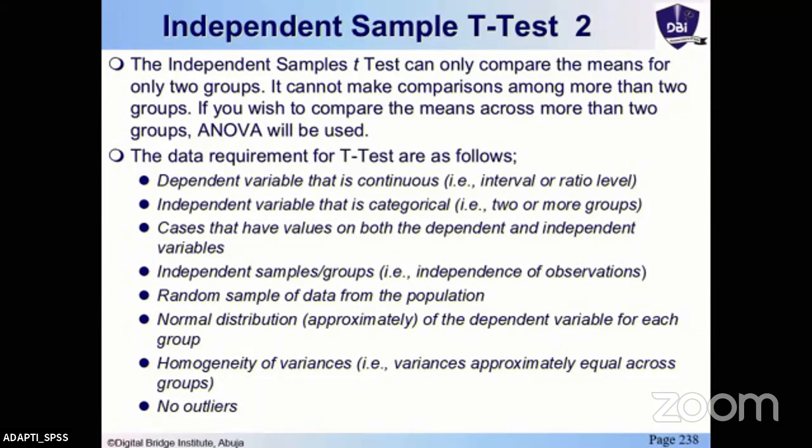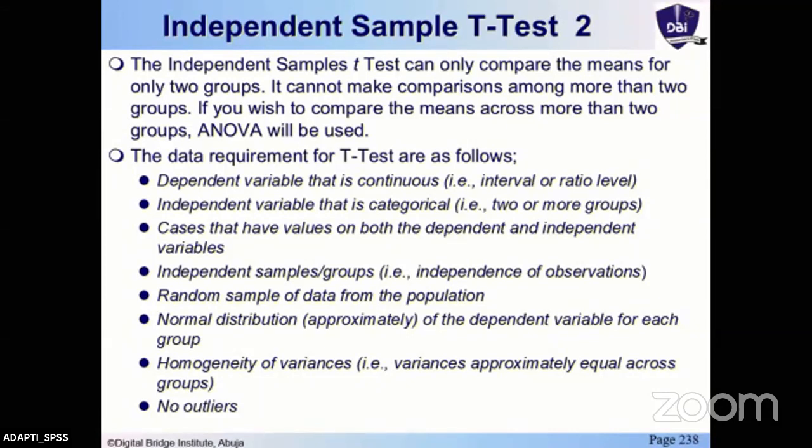Then you have an independent variable that is categorical. Two or more. This "or more", two or more, is not right. There has to be two always. So just strike that "or more" out of it. Cases that have values on both dependent and independent variables.